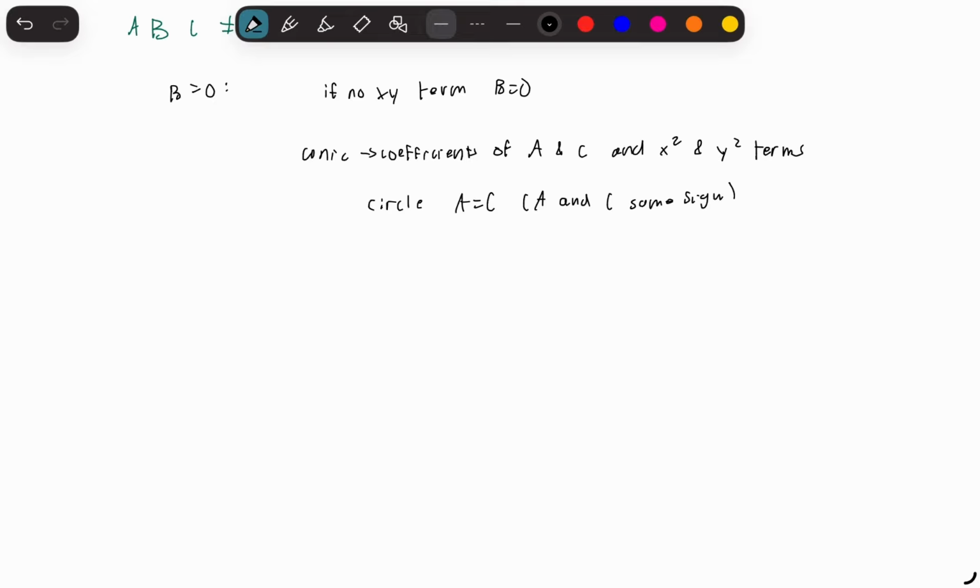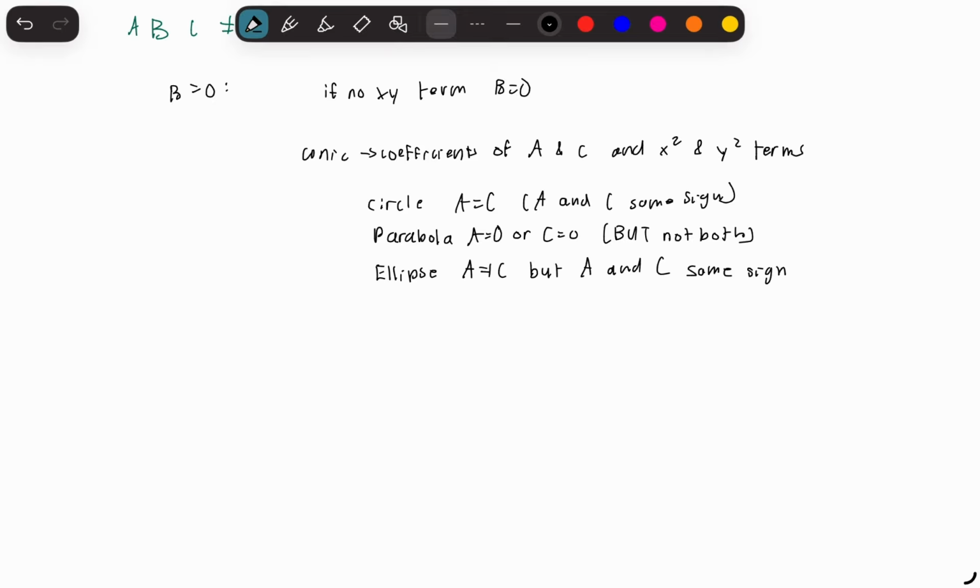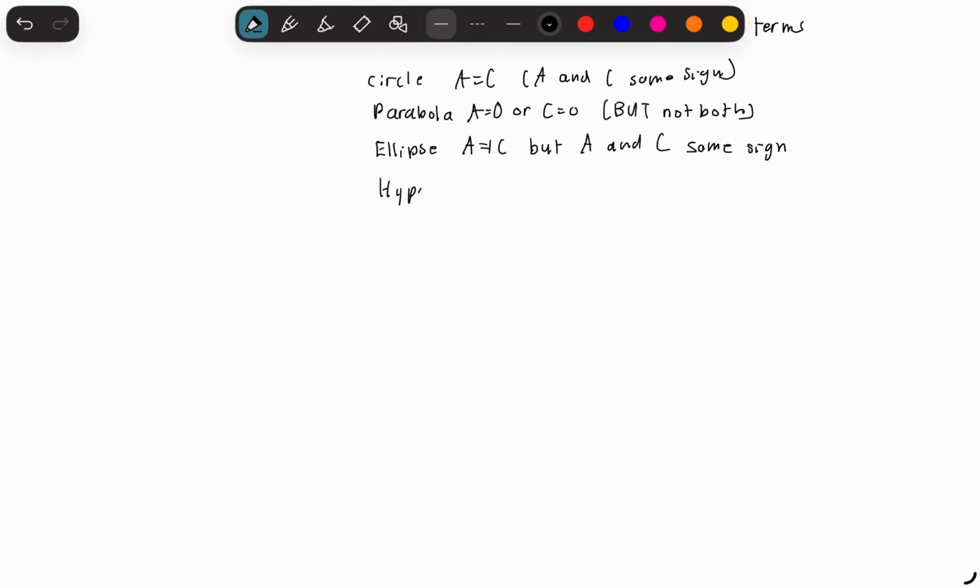For your parabola, you're going to have that a is equal to 0 or that c is equal to 0, but not both. Now for an ellipse, a is not equal to c, but a and c have the same sign. Now for a hyperbola, a and c have opposite signs.